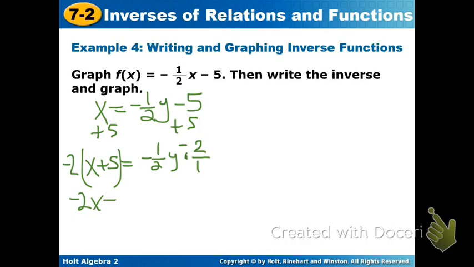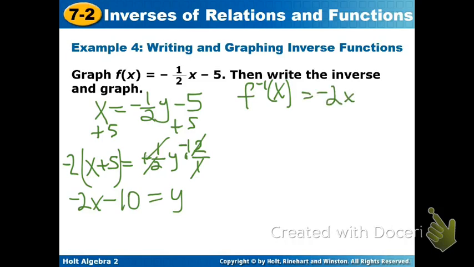Negative 2x minus 10. Now what happens over here? The 2's cancel, and the 1's cancel, and the negative times the negative comes back as positive, so you end up with that y. Okay, so that's your inverse, which is negative 2x minus 10.